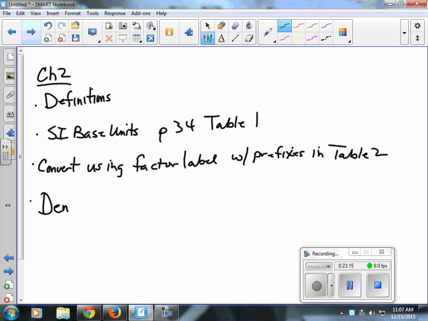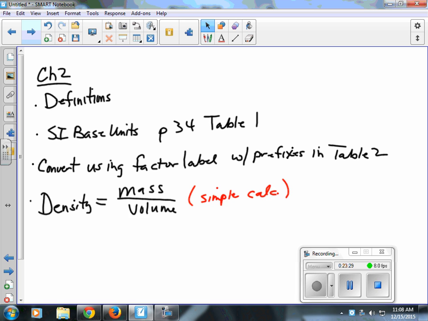Density is mass divided by volume. So be able to do simple calculations with that. You know, if you got a 10 kilogram block and it has a volume of 4 cubic meters, you plug in your mass here, kilograms, plug in your volume here, right? Unit is kilogram per cubic meter, whatever your units are. Right, it's not hard. Okay, moving on.